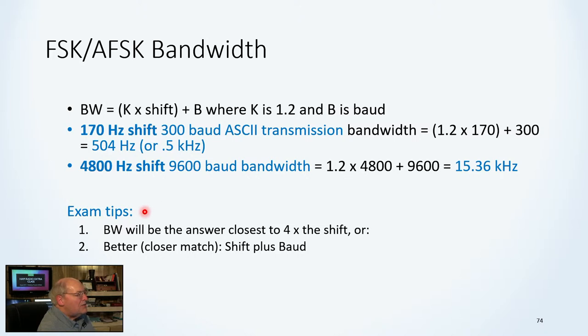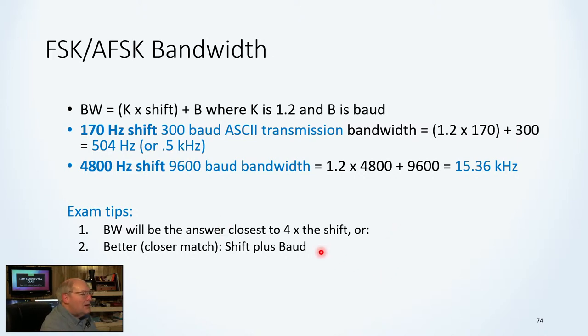So here are the exam tips. The bandwidth that they're looking for will be the answer closest to 4 times the shift. So in this case, the shift is 170. If we multiply that times 4, we're going to get 680, which is closest to 0.5 kilohertz. 680 is 0.68 kilohertz, close to 0.5 kilohertz. That's one way to do it, which is the way I used to recommend.